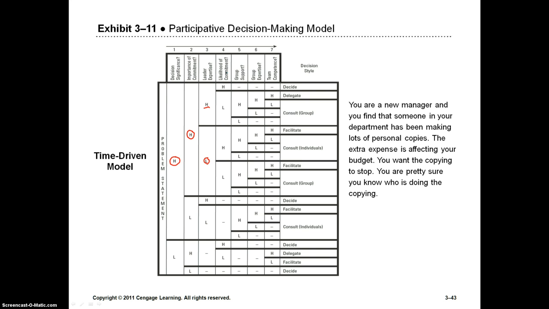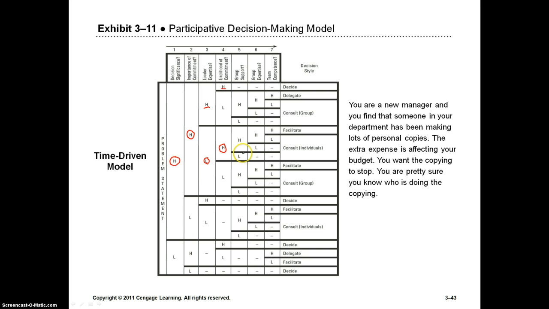Next, likelihood of commitment, question number 4. If we made the decision ourselves, if we said stop making these copies, how likely is it that they would stop making the copies? Your typical employee, if they're told to stop making the copies, is going to stop making the copies. So actually I think we can say that the likelihood of commitment is high. But up here, we're going to go ahead and put a line under that. Because remember, we're seeing what happened if we had answered high here for leader expertise.